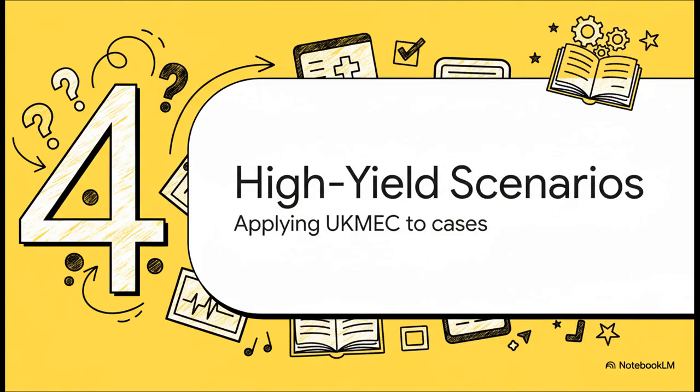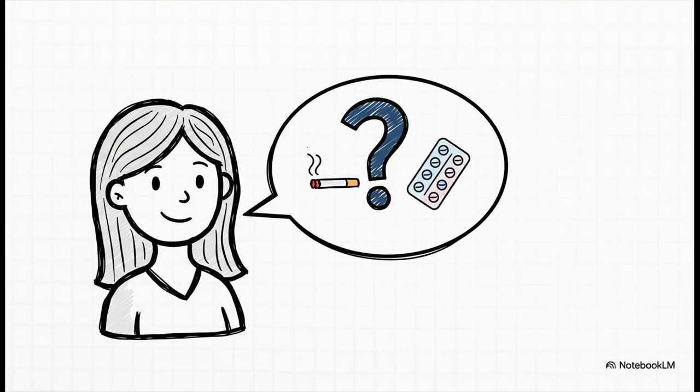All right, theory's over. Time to actually apply this stuff. Let's run through a couple of rapid-fire, high-yield scenarios that are absolute bread and butter for the AKT and for your daily clinic. First up, the absolute classic, a patient who smokes and wants combined hormonal contraception. You are pretty much guaranteed to see this, so let's get it straight.